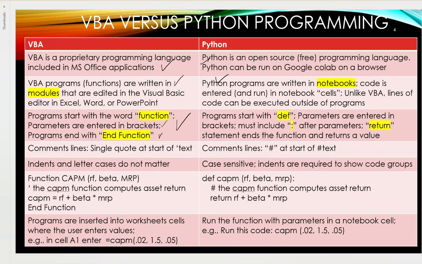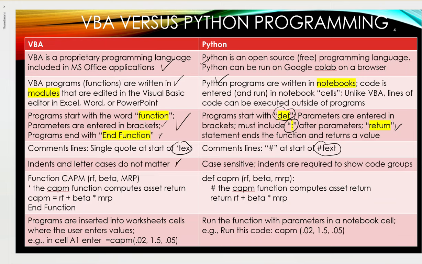Programs in Python start with the word def, for define. Parameters are entered in brackets just like VBA. And at the end of those parameters, you put a colon. And after all your parameters are entered, and you write your lines of code, use the word return to end the program and return a value. In VBA, you use a single quote to denote a comment. In Python, you use a pound sign or a hashtag.